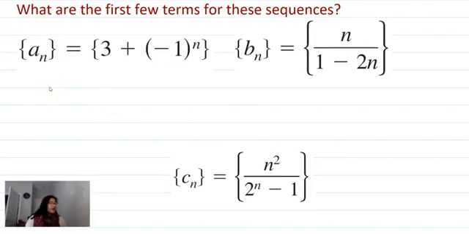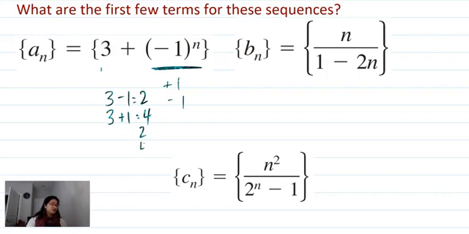So for a sub n, we have 3 plus this -1 that's raised to the nth power, so the value here is going to alternate between positive and -1, and then the 3 is staying 3. So if we plug in our first positive integer of 1, then we'll get 3 minus 1, so that's 2, and then we'll get 3 plus 1, so that's 4, and then it'll be 2, 4, and so on.